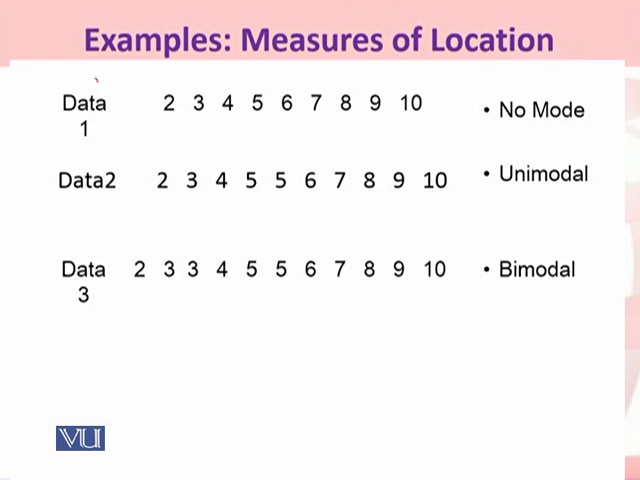Now, in the case of data 1, you can see that there is no mode. Why is there no mode in the data, students? Because there is not a single value which repeats itself the maximum number of times. Every value is appearing once. If we look at data 2, the value 5 is appearing twice in the data. So this means, students, we get one mode in the data, and that value is 5. Data sets in which we get a single mode are called unimodal, with a single mode.